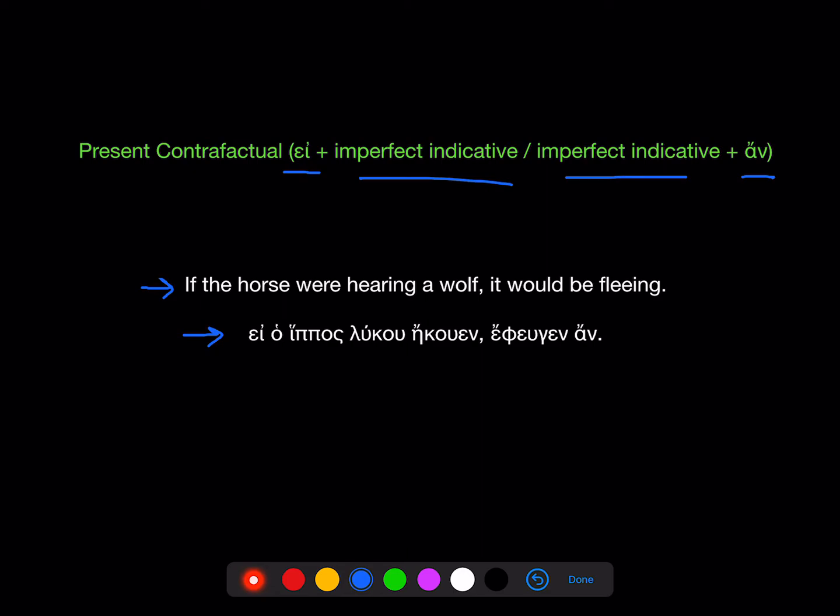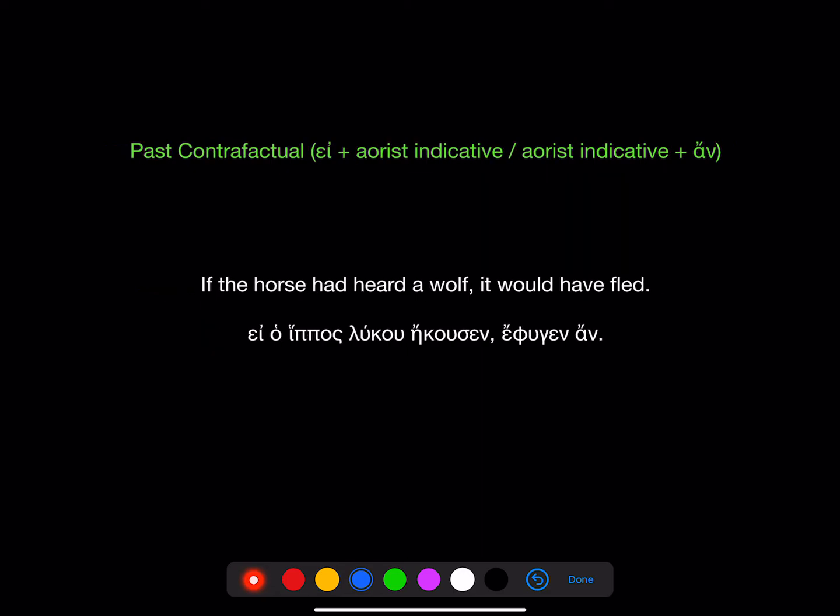Okay, present contrafactual. Now, past contrafactual. That uses ei plus the aorist indicative in the protasis, aorist indicative plus an in the apodosis. Ei ho hippos lukon ekousen, ephugen an. If the horse had heard a wolf, it would have fled. Okay, so aorist indicative in both clauses, and we're always going to translate it if had, then would have.